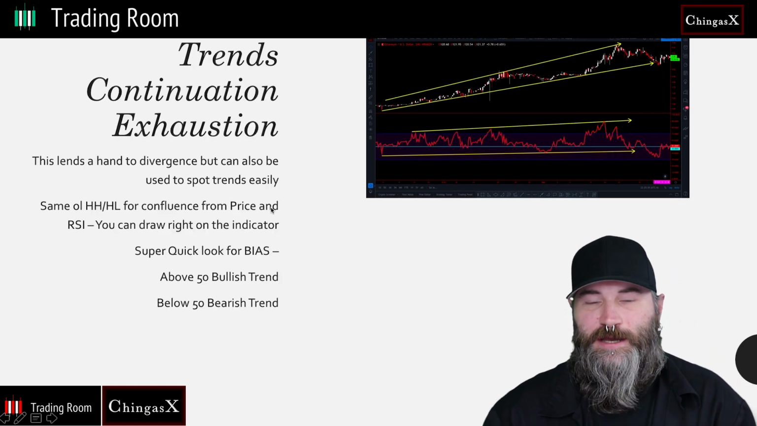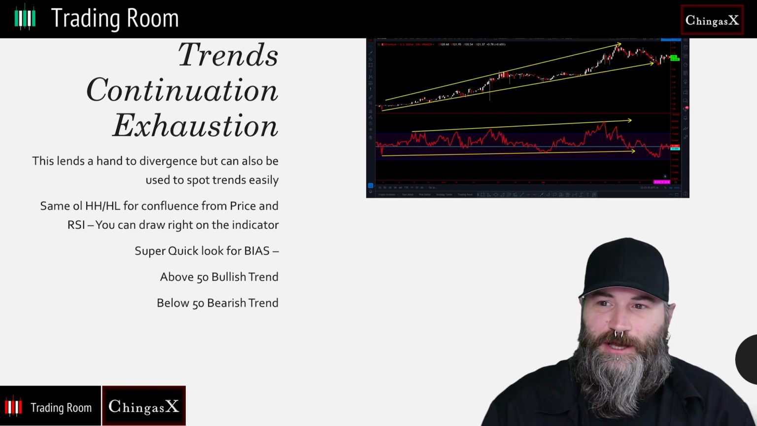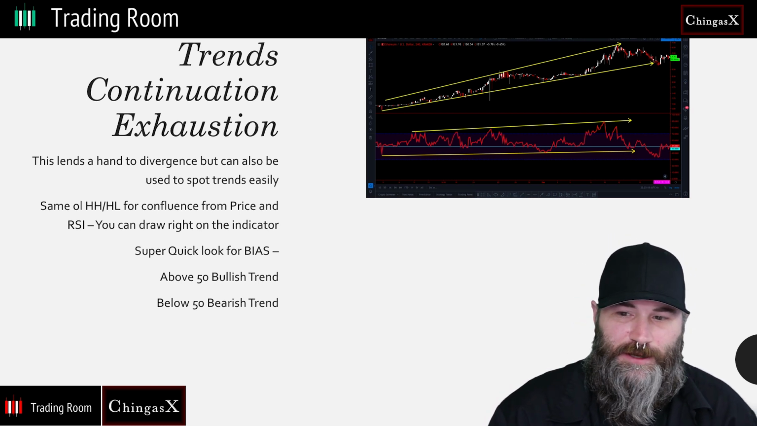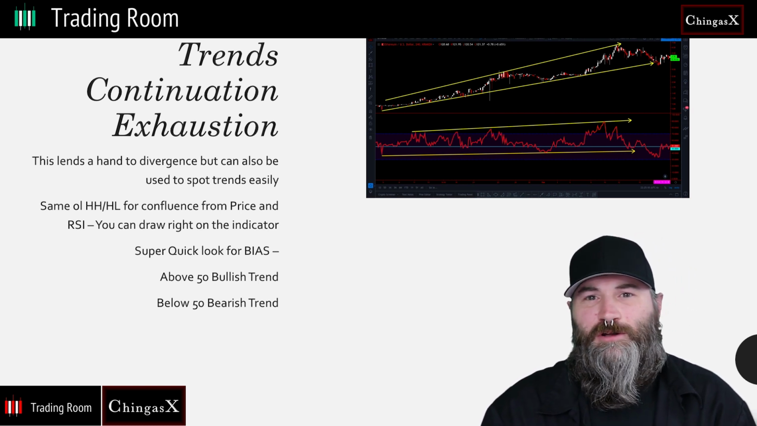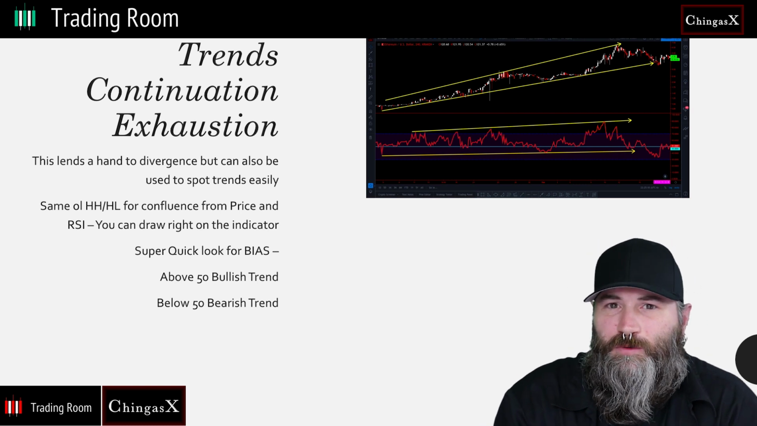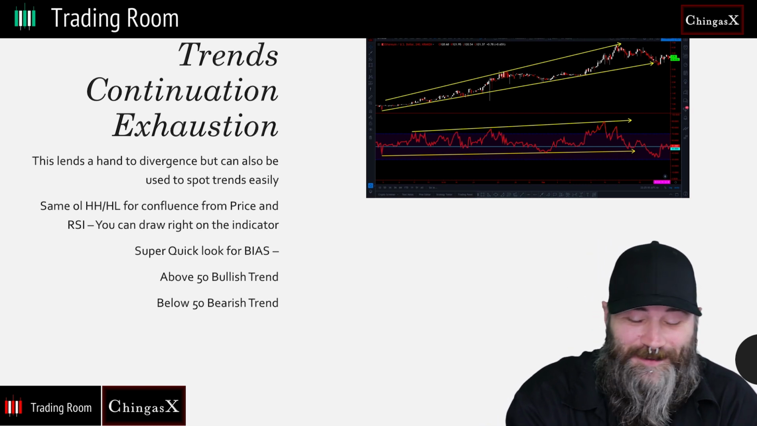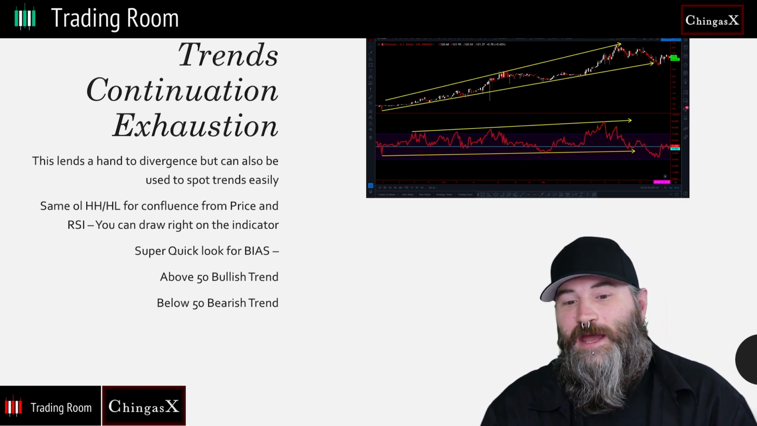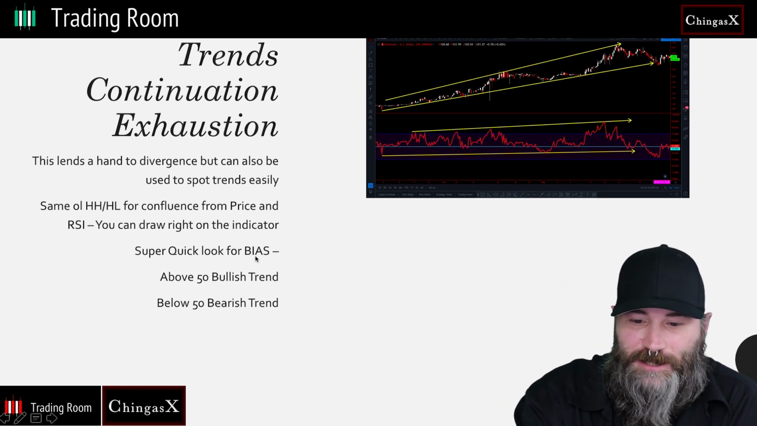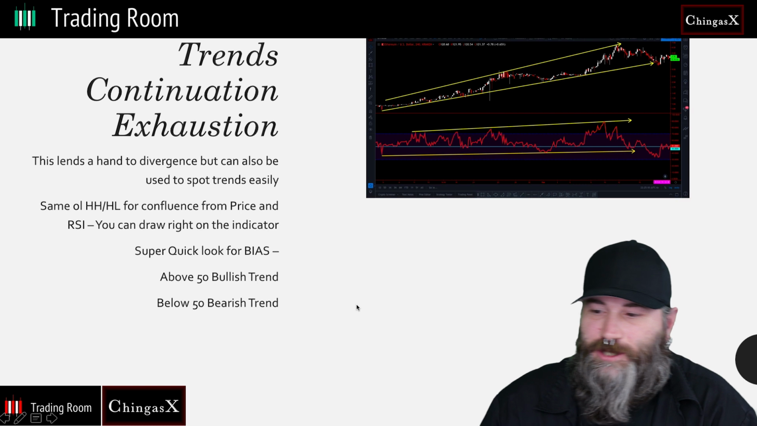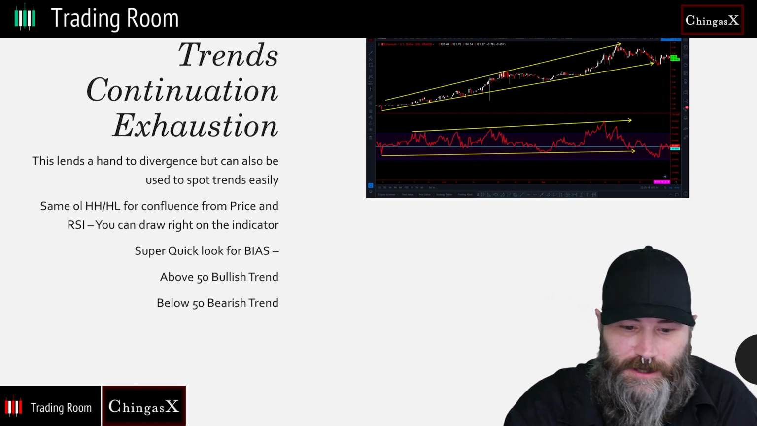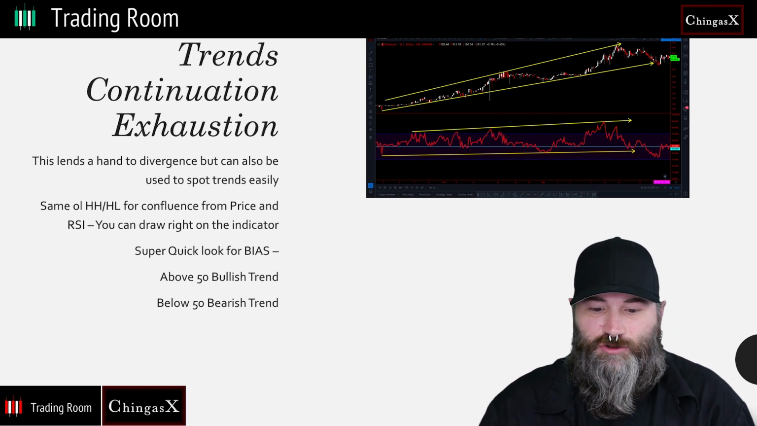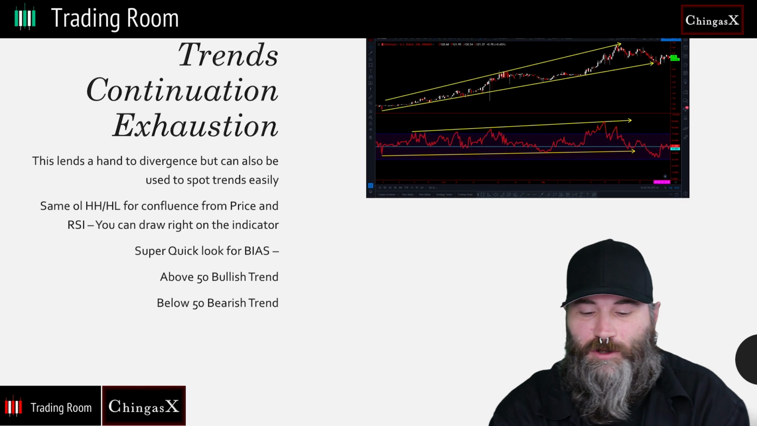Let's talk about trends, continuation and exhaustion. The exhaustion of a trend is just as valuable as the continuation of a trend. If you're trading long and you got in early on an uptrend, you want to know when it's going to stop, and you want to know if it's going to continue to go. RSI can help you with that. It also lends itself to divergence, which can be used to spot things easily. But it's the same old higher high, higher low for confluence from price. You can draw right on the indicator, so it's a quick look for bias.